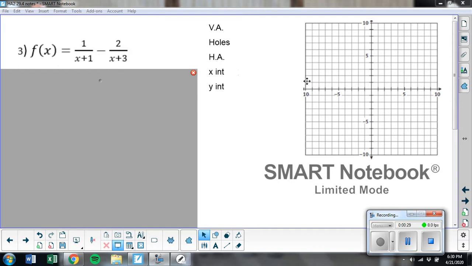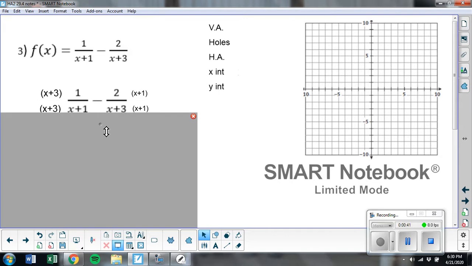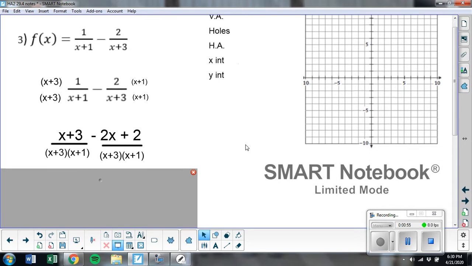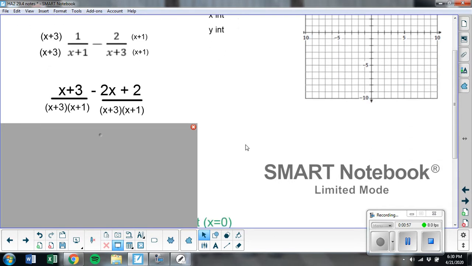What we need to do first is get this into one fraction. So they have different denominators. Let's get a common denominator by multiplying this one by this piece, x plus 1. Multiply this fraction by x plus 3. Then you're going to simplify. So distribute that out on the top. Distribute this out on the top over here. Notice now they have a common denominator.